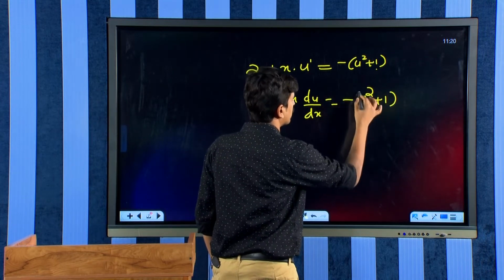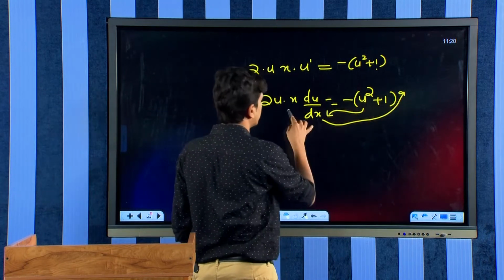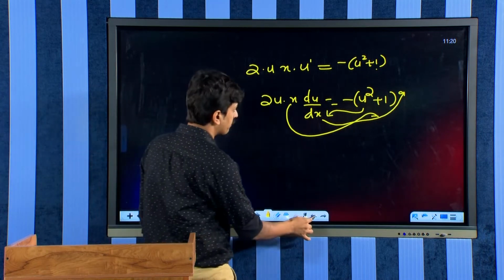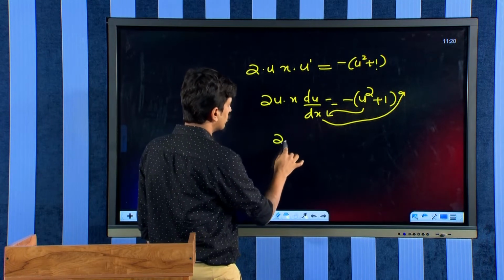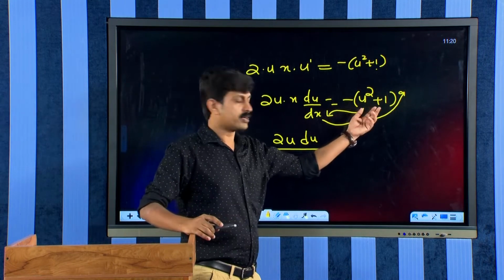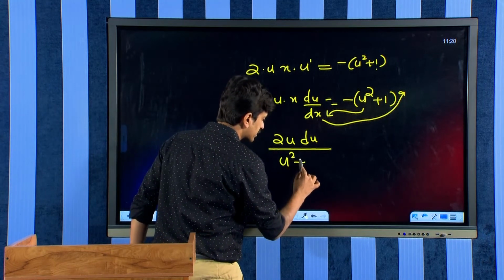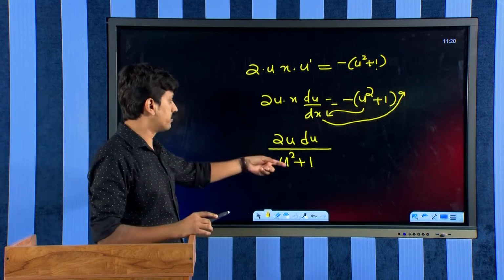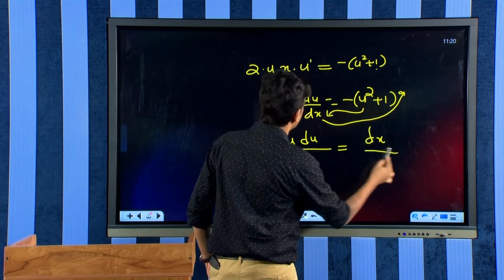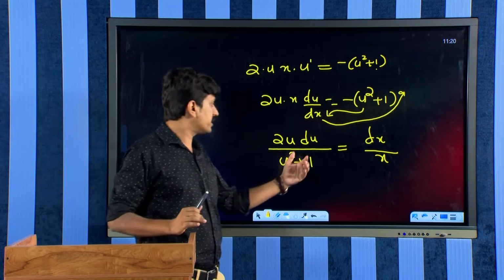Okay. Fine. Now, from here we have 2u x u dash, where u dash is du by dx, is equal to minus of u square plus 1. I would like to take this u square plus 1 into the denominator, this dx into the numerator, and this x into the denominator. Therefore, we will have 2u divided by u square plus 1 du, and on the opposite side, we have dx divided by x. Now, we separated the variables.